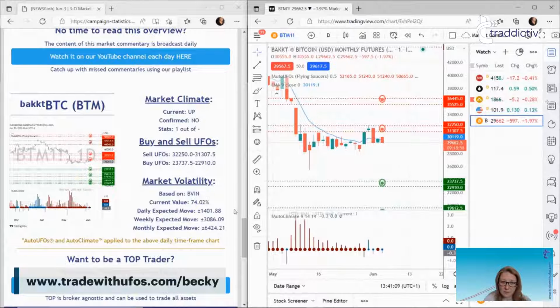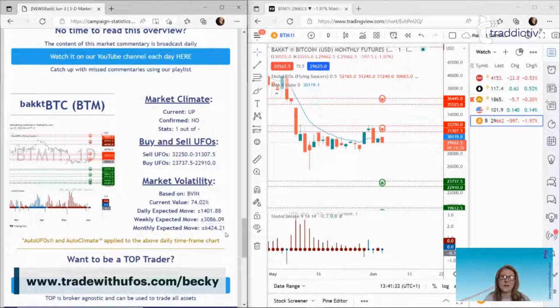With volatility on Bitcoin, we'd expect in 1 year movement of 72.02 points. In a day, that's up or down of more or less 1,401 points. In a week is 3,086 points. And in a month, 6,424 points, more or less up or down.